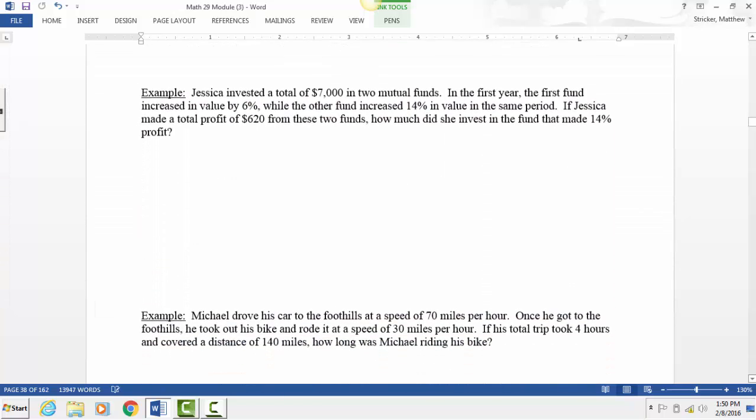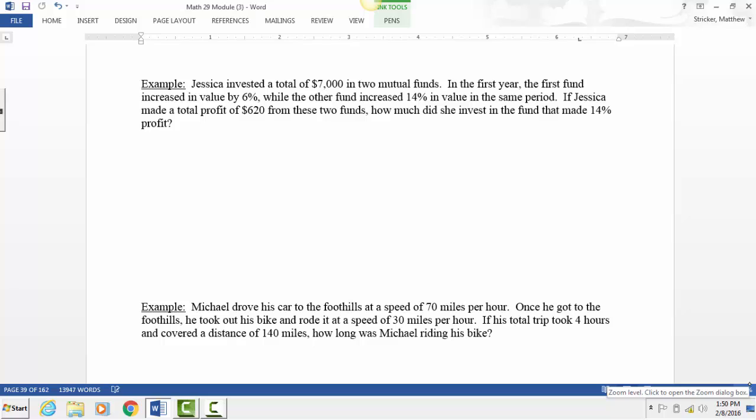This is investing, talking about interest. Remember, if we're talking about annual simple interest, that is that I is equal to the principal times the rate, or the amount invested. That's the principal. Amount invested times the rate.